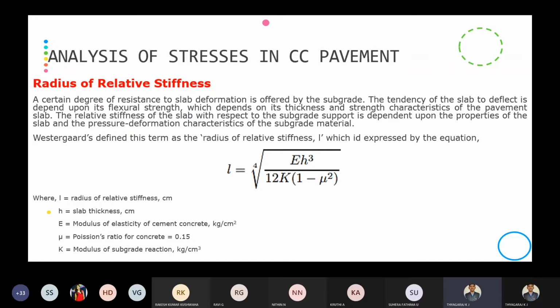Then what do we mean by relative stiffness? As we all know, the slab is going to bend, so it is going to deflect because of these thermal stresses or temperature stresses, which can be characterized by using this radius of relative stiffness. So this is the formula for radius of relative stiffness. We have discussed it in detail in the last class.